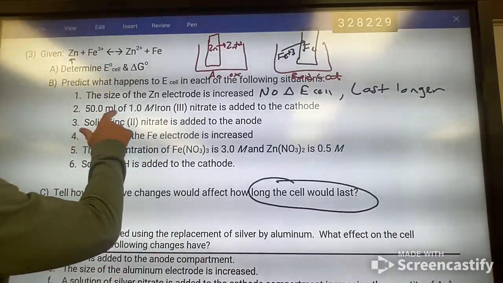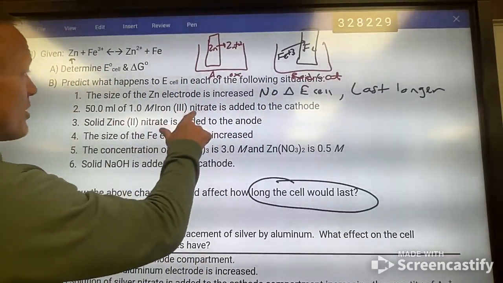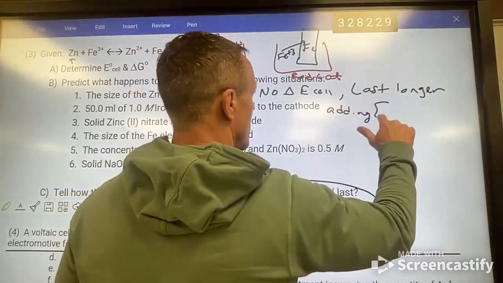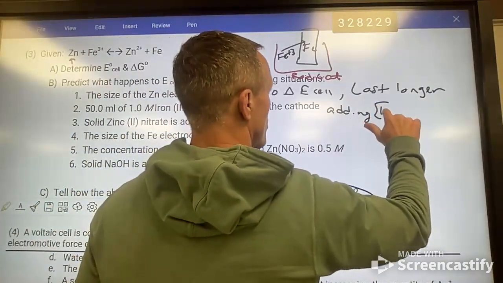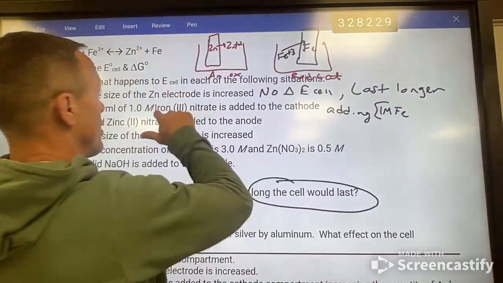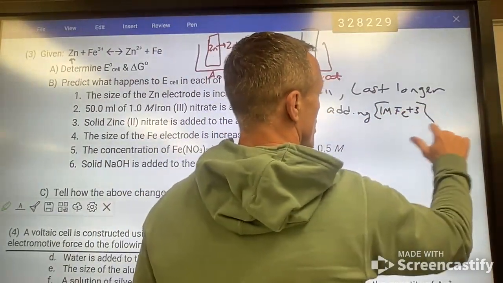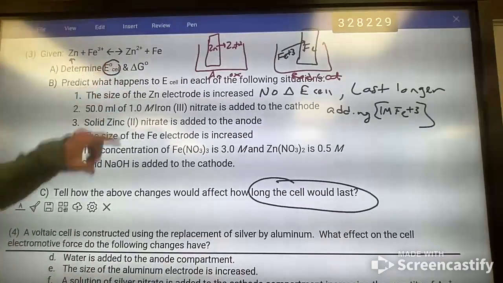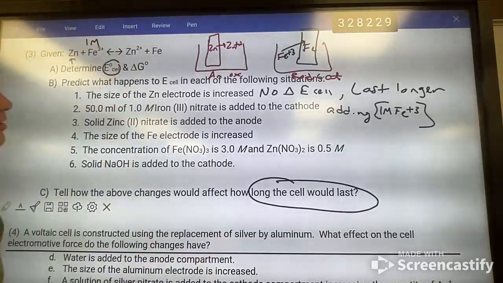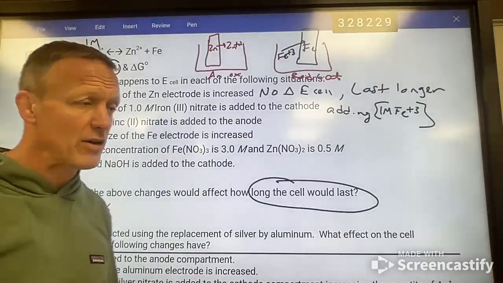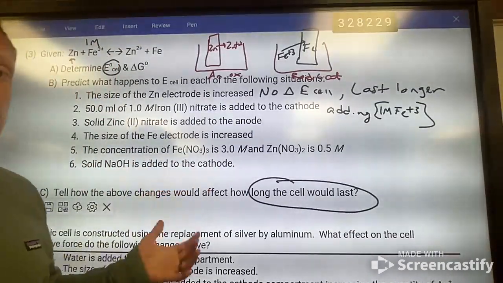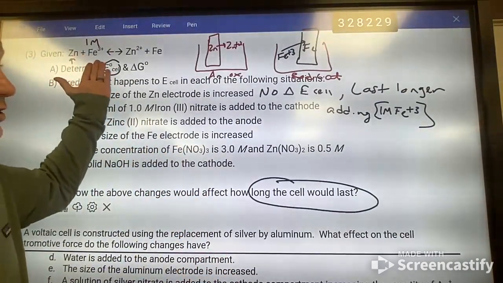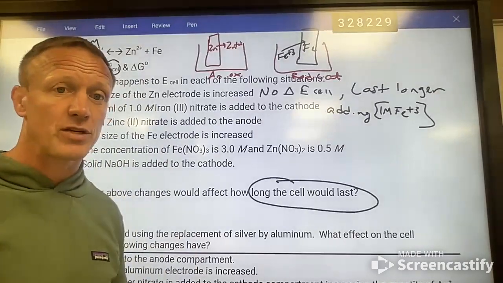Number 2 here, 50 milliliters of 1 molar iron nitrate is added. So that means we're adding some 1 molar iron 3 nitrate. In other words, we're adding some 1 molar iron 3 ions. Well, normal means this concentration was that. So the normal cell potential or standard cell potential would be when it's 1 molar. Adding more of it doesn't increase the concentration of it. It's still the same concentration. So this concentration would not be changing. So since concentration is not changing, the cell potential doesn't change.